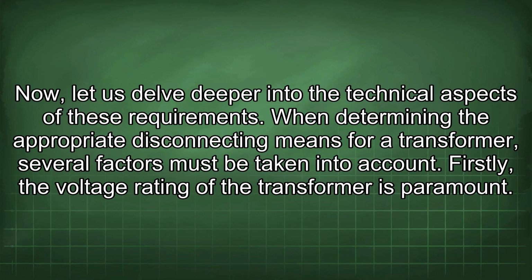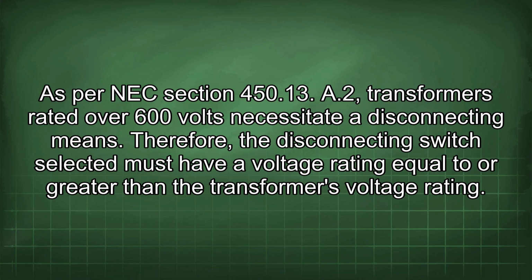Now let us delve deeper into the technical aspects of these requirements. When determining the appropriate disconnecting means for a transformer, several factors must be taken into account. Firstly, the voltage rating of the transformer is paramount. As per NEC Section 450.13(A)(2), transformers rated over 600 volts necessitate a disconnecting means. Therefore, the disconnecting switch selected must have a voltage rating equal to or greater than the transformer's voltage rating.